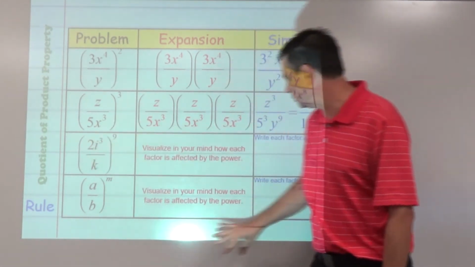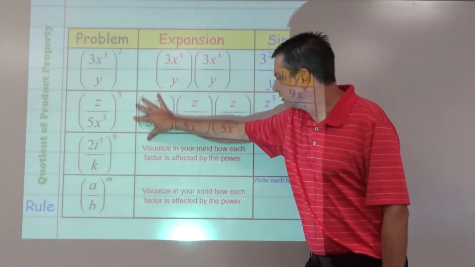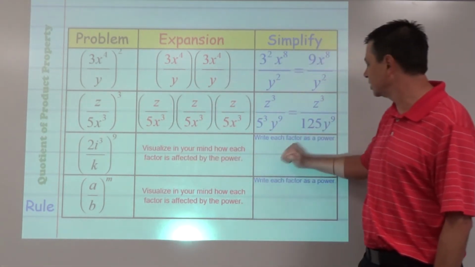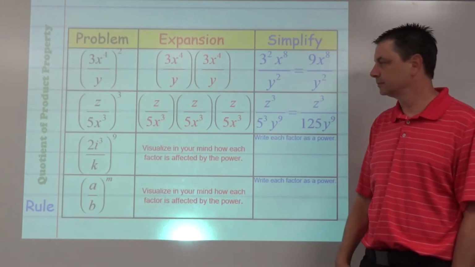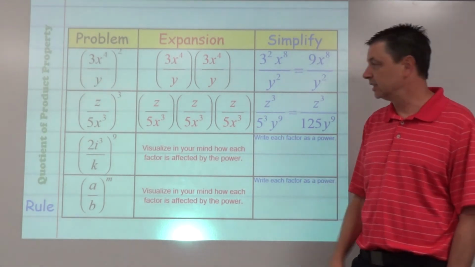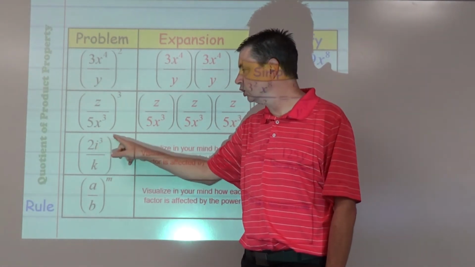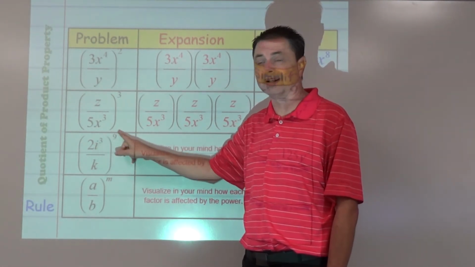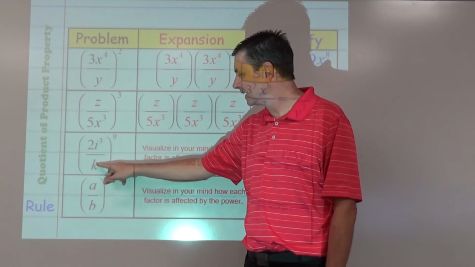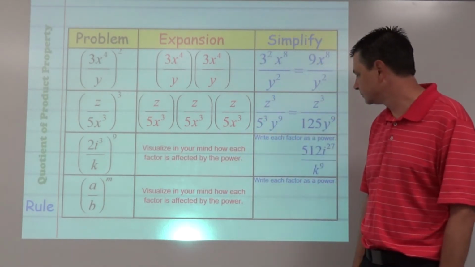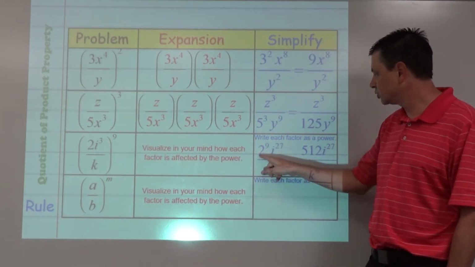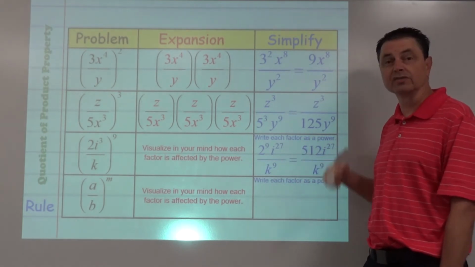All right, here's our problem. Without writing it out in the expansion, what do we get? Same idea. We get 2 to the 9th. I cubed to the 9th means we're going to multiply those exponents. K to the 9th on the bottom. 2 to the 9th on your calculator is 512.